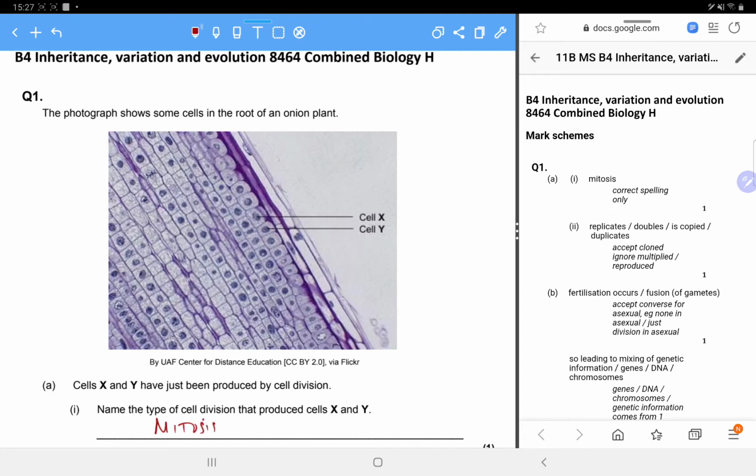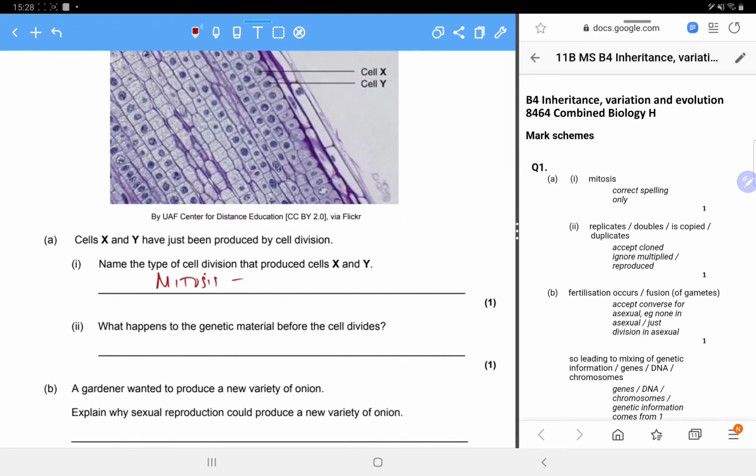Okay, and that is the straight fact. Anything that's not making sperm and eggs in animals or pollen and eggs in plants is going to be mitosis. Okay. What happens to the genetic material before the cell divides?